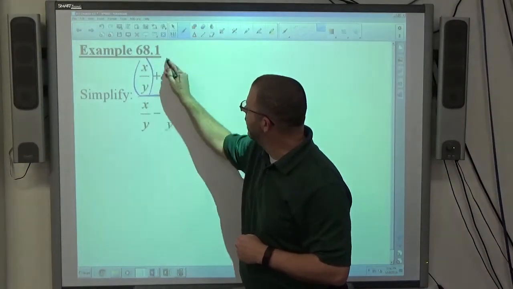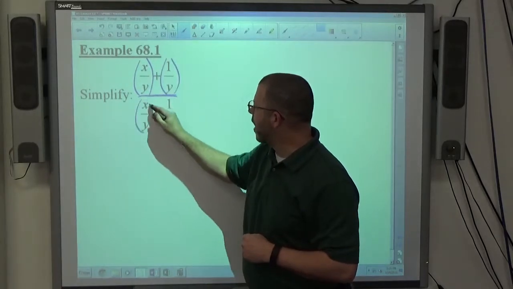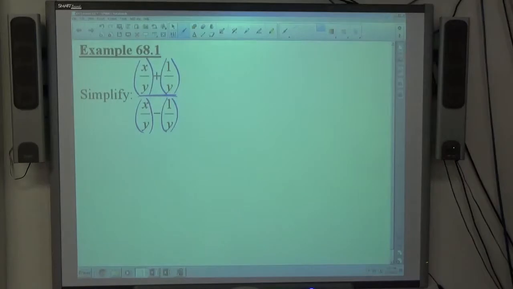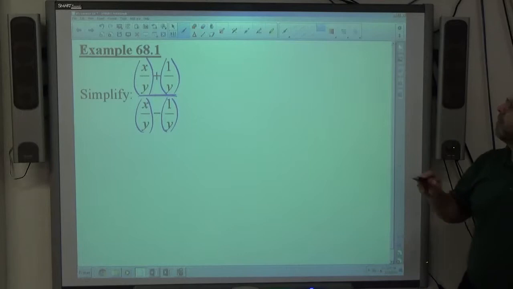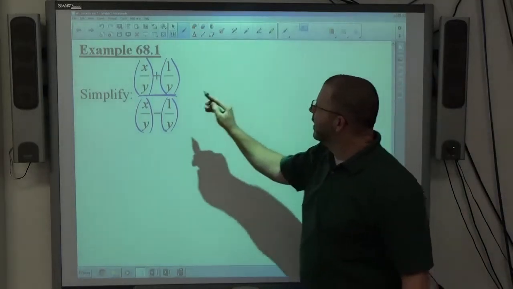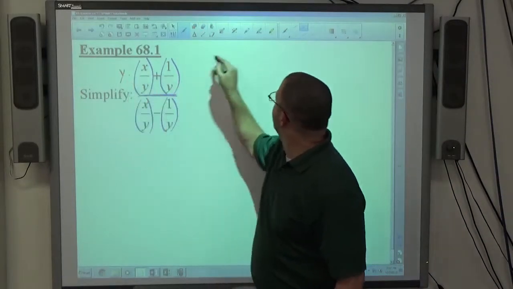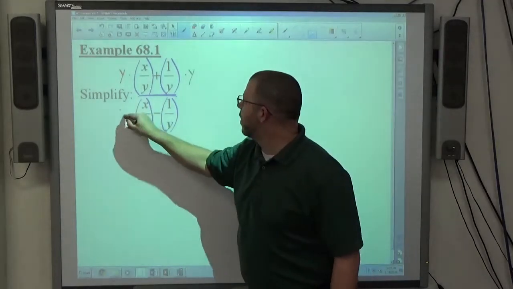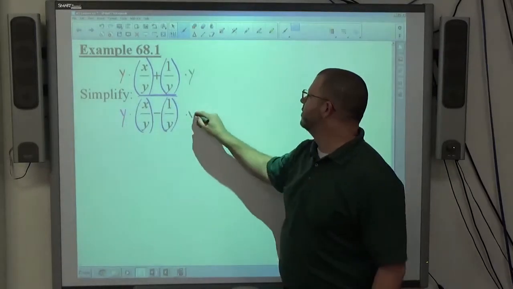So x over y, 1 over y, x over y, and 1 over y. Those are all the fraction terms. And all we need to do to simplify this is find the least common denominator of every fraction that's been isolated in parentheses there. What is the least common denominator of all those fractions? Y. Y is the least common denominator. So I'm going to multiply times y, times y, times y, and times y.